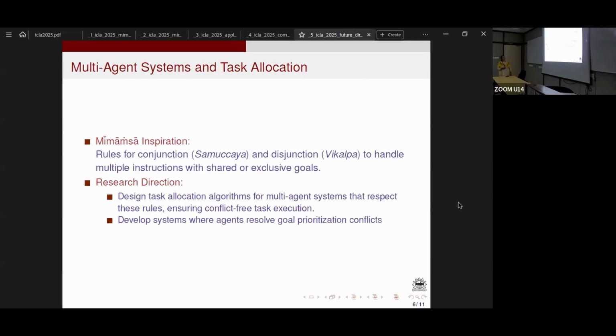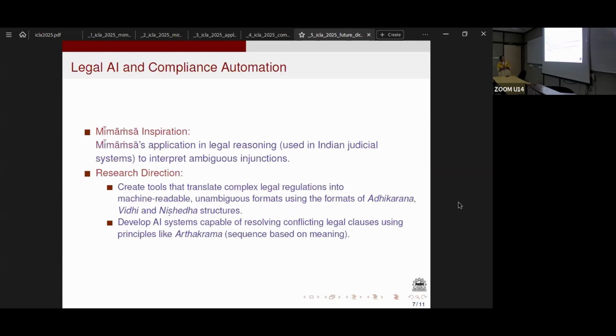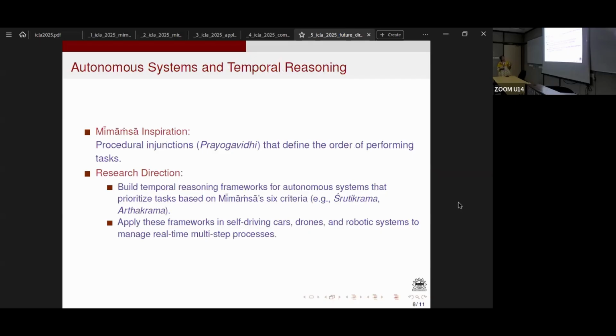Yeah. Then multi-agent systems, where right now we have only one agent. If there are plenty of other agents, how do they communicate with each other, and how to interpret what one agent speaks and the other agent listens. So those we can have. Legal AI, which we talked about a few minutes earlier. Then the temporal reasoning stuff.